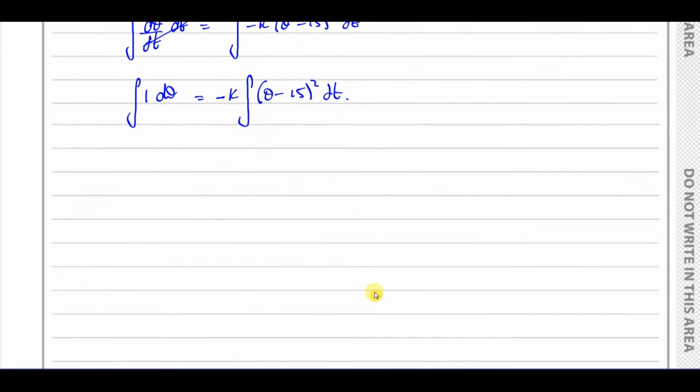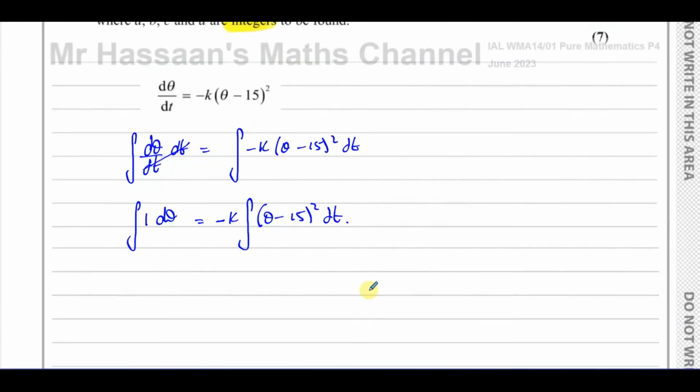Now, because we want to put this on this side of the equation, we can do that. We can divide both sides by theta minus 15 squared. So I can divide this side by that and I'll end up with 1 over theta minus 15 squared d theta equals minus k. That cancels from this side, so now you're left with just 1 here and you've got dt. So now we're almost there.